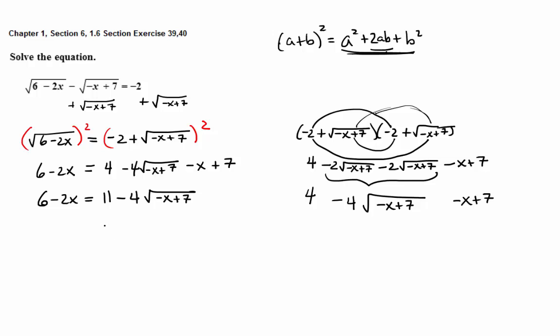Common error, you cannot subtract 11 minus 4. This 4 is part of this radical term. These two are not like terms. You cannot subtract them. All right, so what are we going to do to get the radical term by itself?